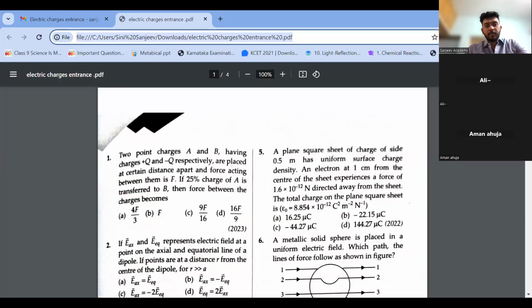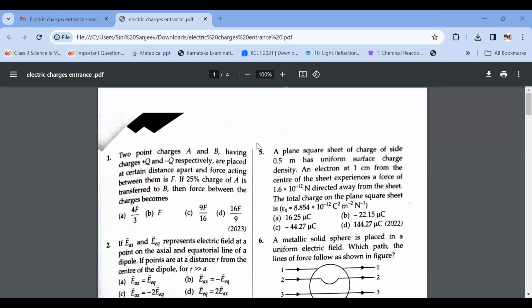So today we're going to discuss electric field and charges entrance questions. So let's see the questions. And for better bandwidth, I'll just switch off my video, so that there won't be any lagging.